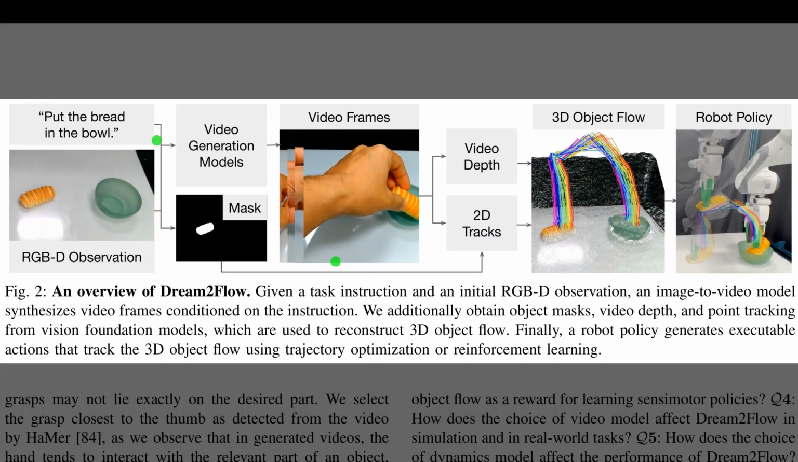Figure 2 details the exact pipeline. It begins on the far left with the text instruction, Put the bread in the bowl, paired with an initial RGBD observation. These inputs feed into a video generation model, which synthesizes a video of the task, seen here as frames of a human hand moving the object. In the center blocks, the system extracts video depth and 2D tracks from that synthetic video to compute the 3D object flow. Finally, on the right, the robot policy translates those 3D flow trajectories into actual motor commands to complete the task.